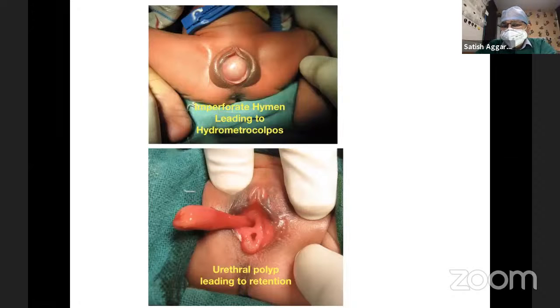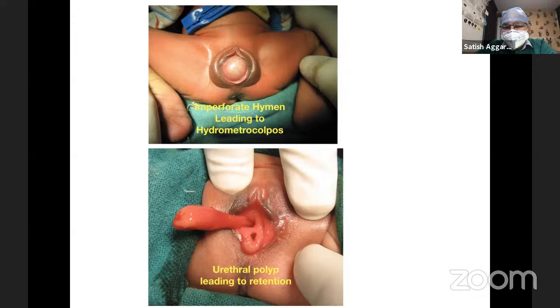These are two children. The picture above shows a bulge in the vulva, which was because of an imperforate hymen, which led to hydrometrocolpos. So the vagina got distended, the uterus got distended, they pressed on the bladder. So she had that mass appearing because of collection of fluid in the hydrometrocolpos, and the urinary symptoms were because of the pressure on the bladder.